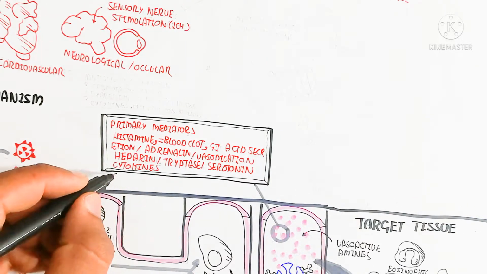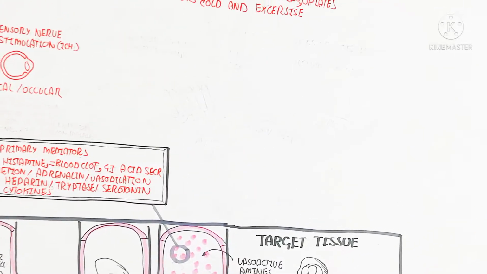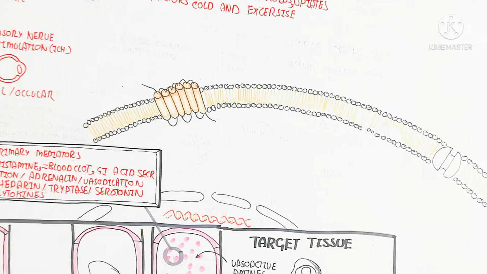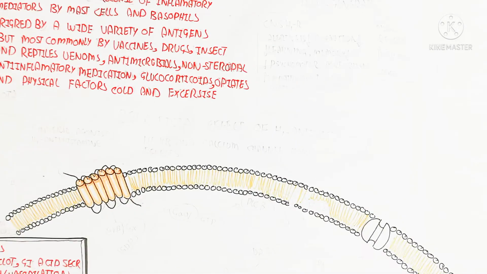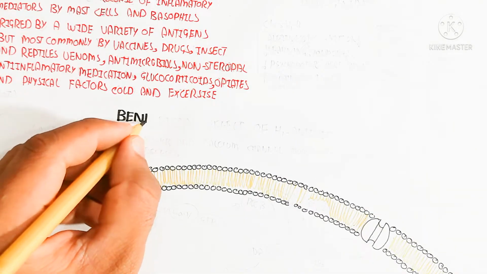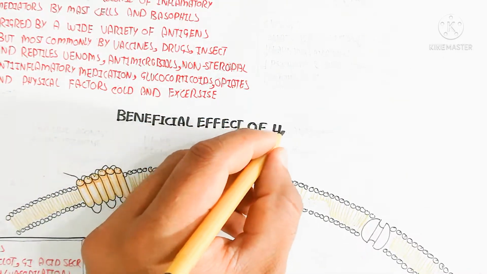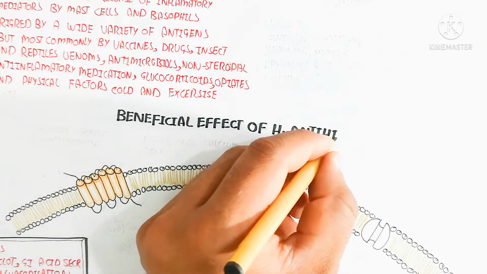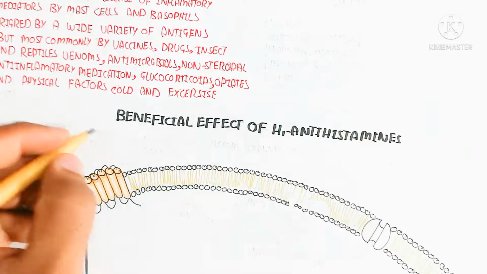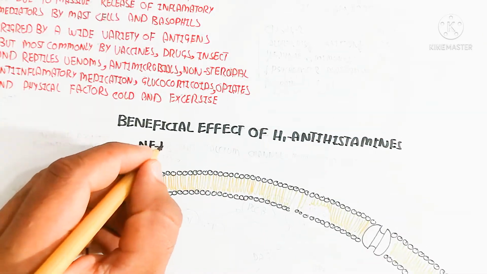Basically, this will be inhibited when the beneficial effect of H1 antihistamines inhibits this effect. And in this way, let's begin to understand the beneficial effect of histamine 1 receptor inhibition through antihistamine.